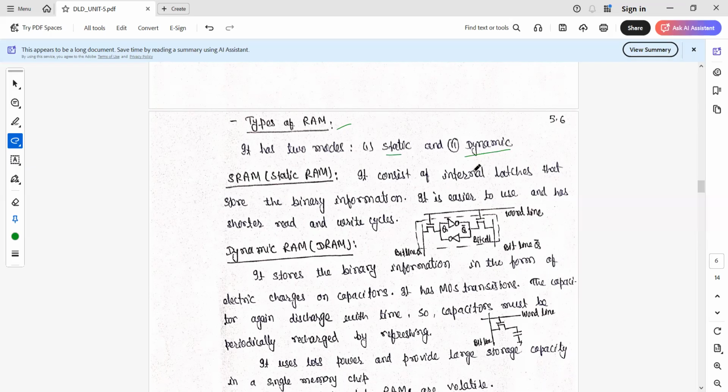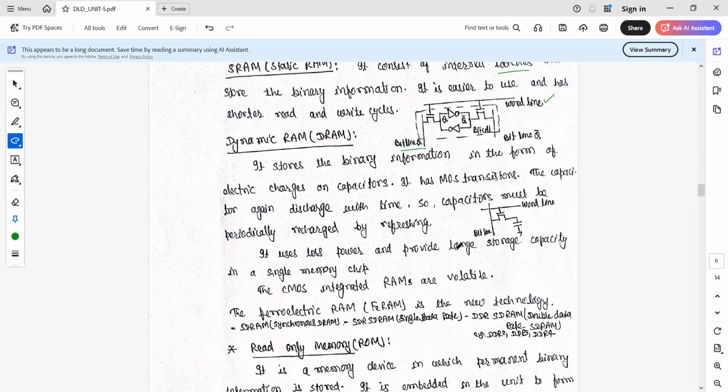Static RAM has an internal latch, and what is a latch? It is a level trigger device that stores one bit of information. When it achieves a particular level, it will hold the same information until the input changes. Here it is easy to use and requires shorter read and write cycles. Here we have the word line and the bit line, and this is represented with the help of one latch, which represents the single cell of the static RAM.